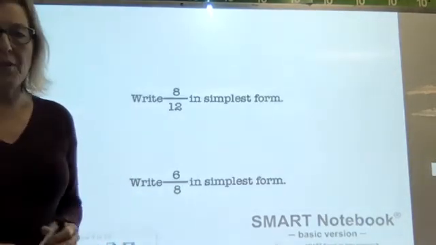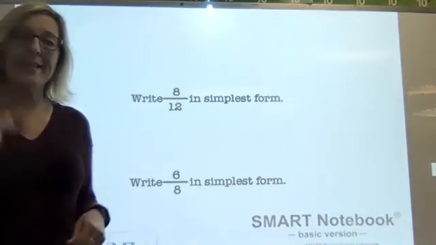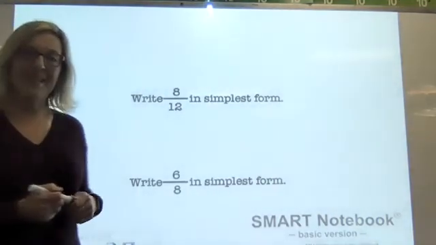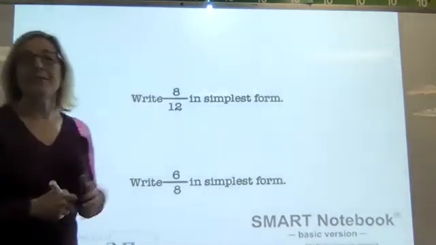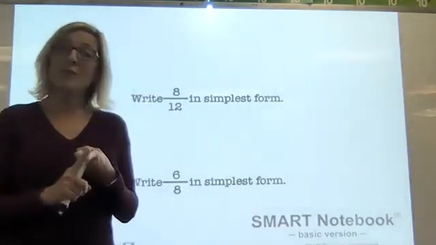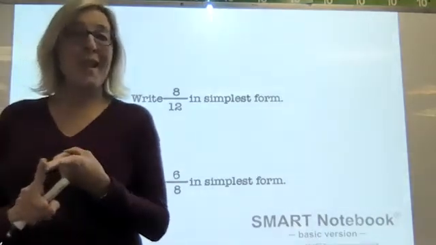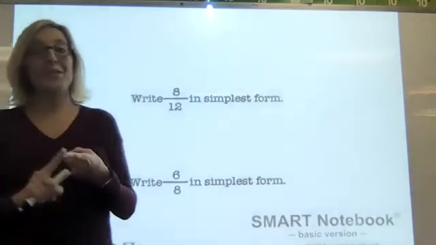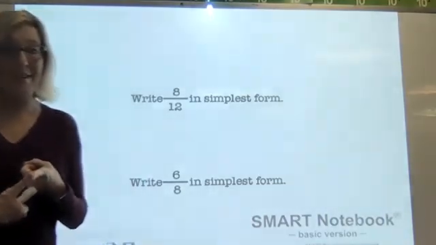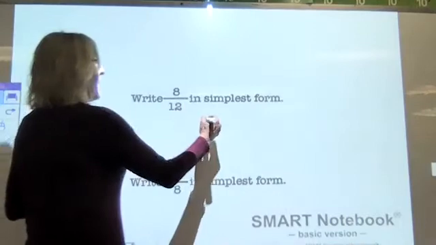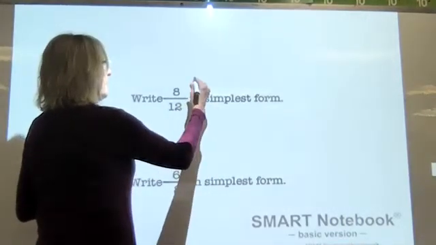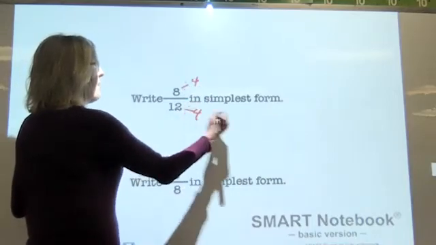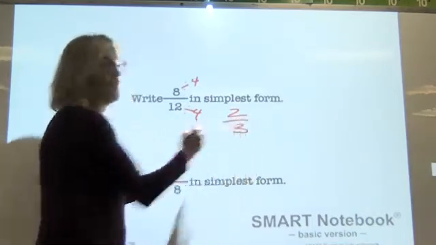All right, so here are 2 fractions that I would like you to write in simplest form. Okay, so 8 and 12. I know they have a common factor of 2, and if we use 2, that's fine to find an equivalent fraction, but it won't give us simplest form because there is a greater common factor, and that would be 4. 8 divided by 4, and 12 divided by 4 would give us 2/3.